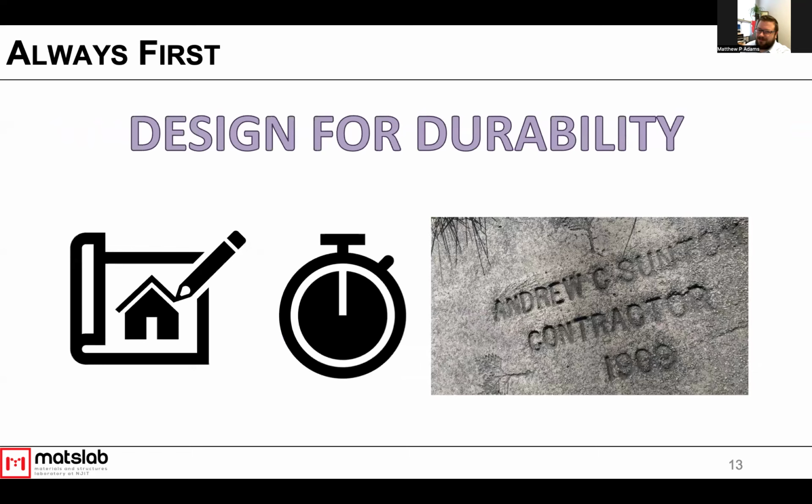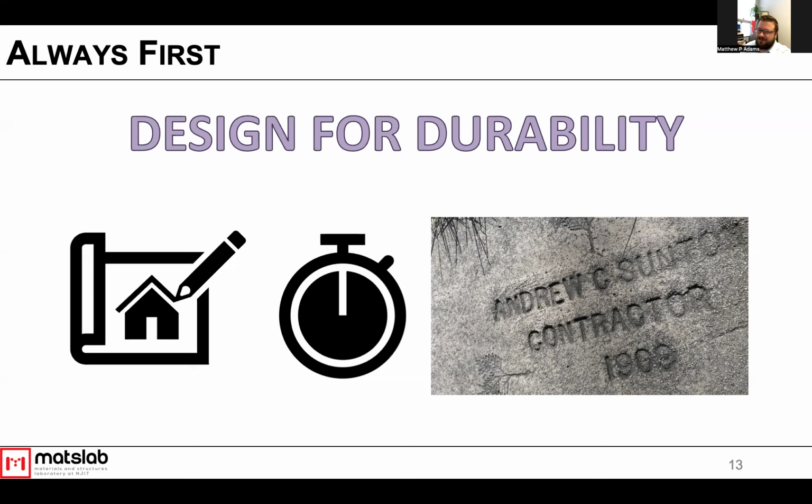Next is to design for durability. So even though I said most of what we're looking at is going to be about upfront embodied carbon, we always want to make sure that we're having our concrete last the longest it can. And when I talk about durability, I'm not just talking about material durability, but I'm talking about use durability as well. We want to make sure that we're designing buildings and structures to be able to last in terms of needs for society, right?